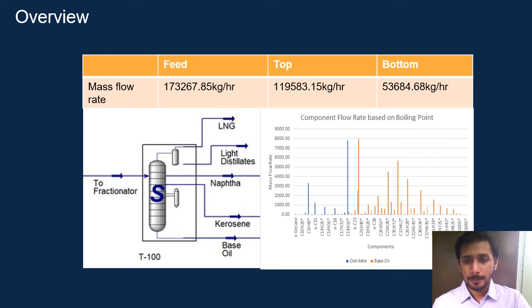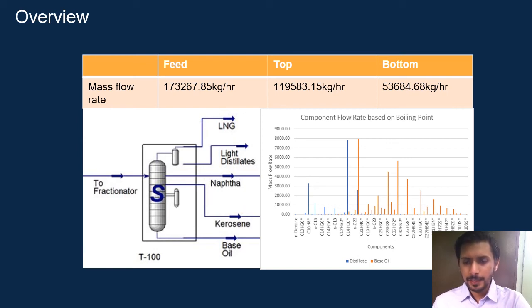So over here, we have opted to choose the LNG streams, light distillates, naphtha and kerosene to be the top stream and the base oil to be the bottom stream, with a flow rate of 53,600 kilograms per hour and with a top stream of 120,000 kilograms per hour.